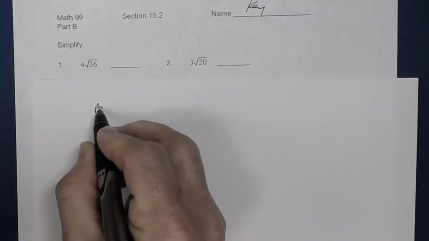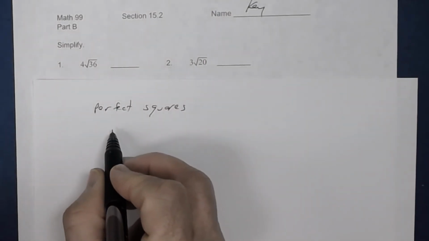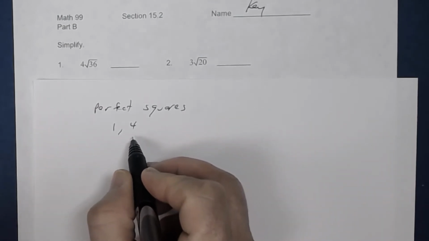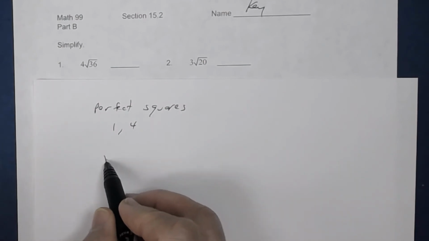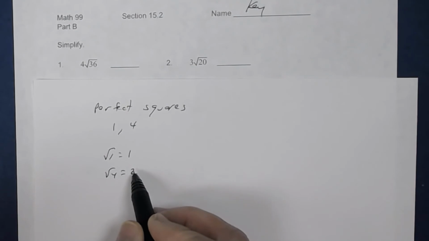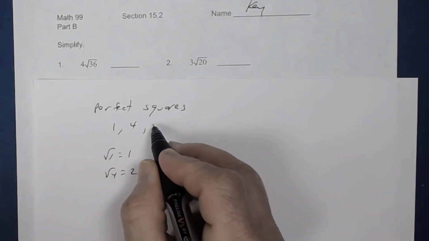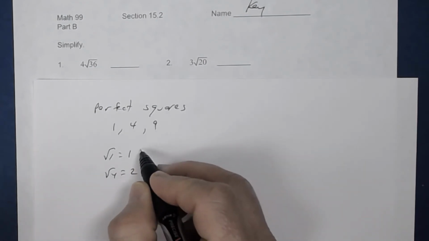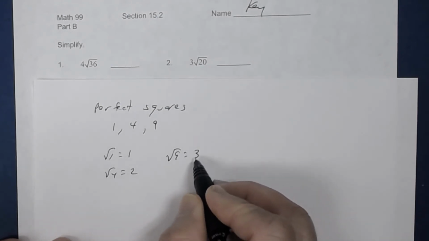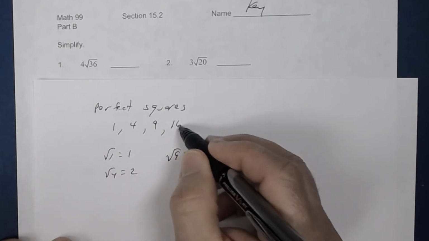So remember your perfect squares. The smallest perfect square is 1 because 1 times 1 is 1. The next one is 4 because 2 times 2 is 4. In fact, the square root of 1 is 1, right? The square root of 4 is 2, because 2 times 2 is 4. The next perfect square is 9 because 3 times 3 is 9, so the square root of 9 is 3. Then the next one is 16 and so forth.